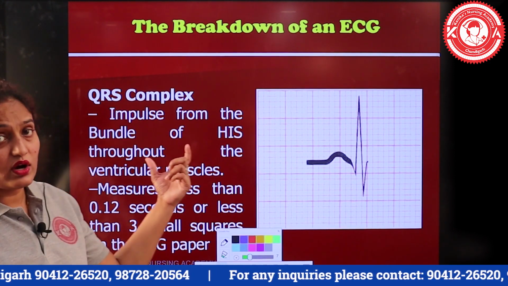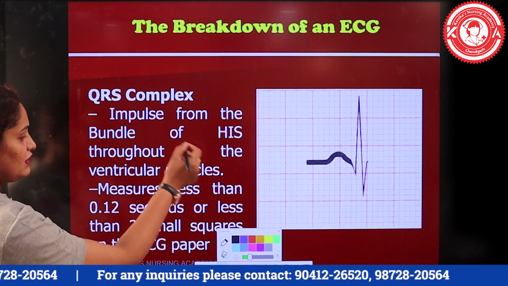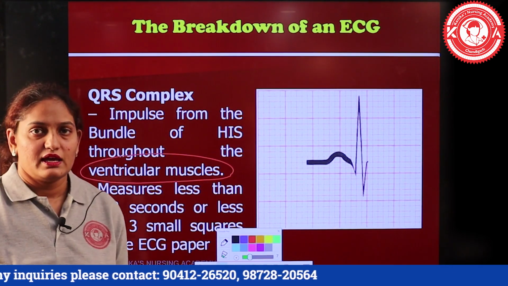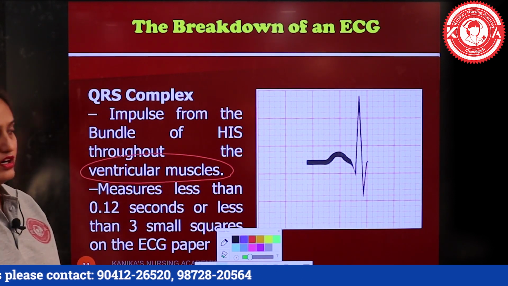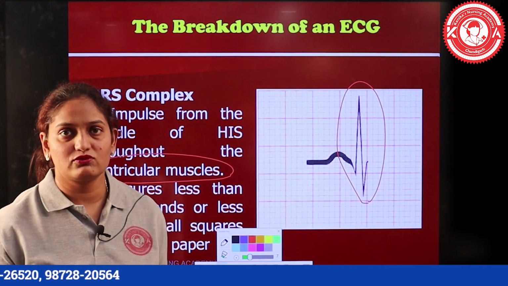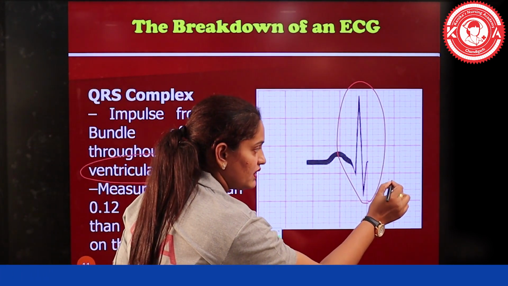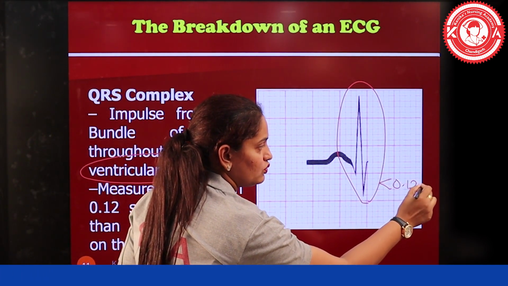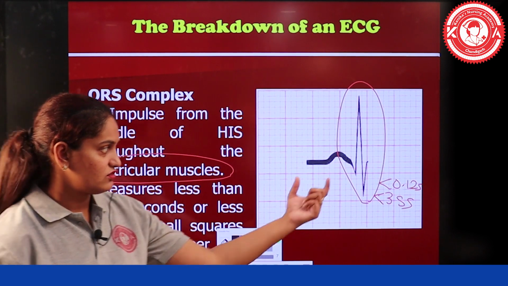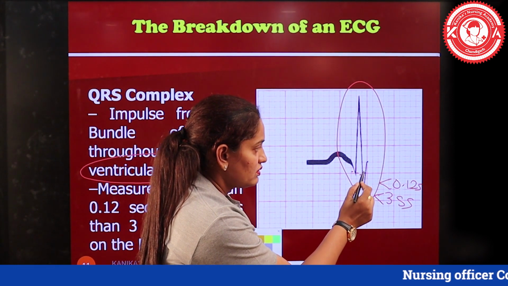next is the QRS complex, which is actually manifesting the contraction of the ventricles. When the impulse from the bundle of His is getting distributed throughout the ventricular muscles by the Purkinje fibers, then is the time when the ventricular contraction will be taking place, and this is the QRS complex which manifests itself as the ventricular contraction, and its normal duration has to be less than 0.12 seconds, or we can say less than 3 small squares. Let's check it here. 1, 2 and almost 2.5.